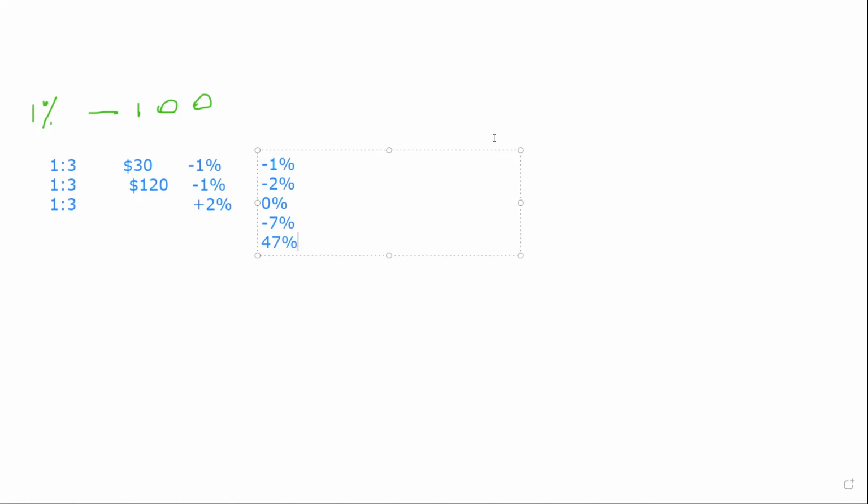So that's asymmetrical compounding. I just thought I'd throw that in because I find it quite exciting. Any questions on that?